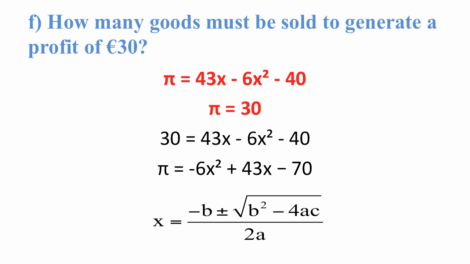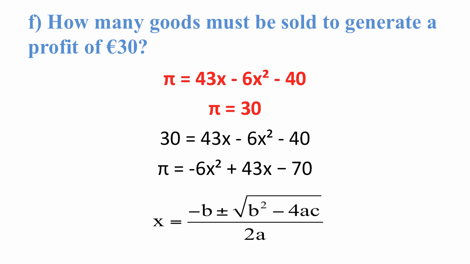Always focus in on what value is associated with the x squared. That's going to be your A. What value is associated with the x? That's going to be your B. And what value is on its own, or the constant? That's going to be your C. Coincidentally, it happens to be that way given the way I've written the profit function.